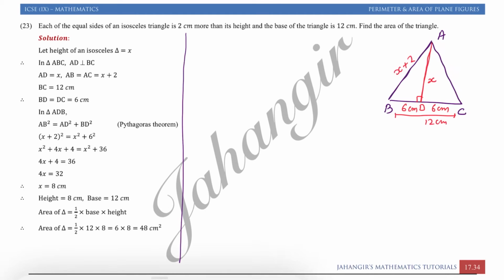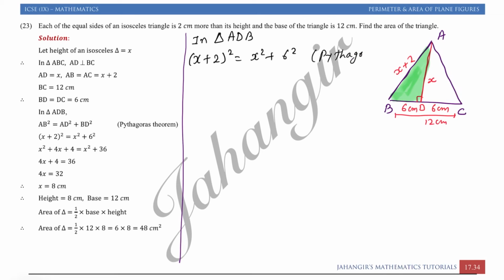So now we can use triangle ADB for Pythagoras. Everything has been represented on the diagram. Now we will take triangle ADB. So by Pythagoras I can say AB square, that is hypotenuse, x plus 2 whole square is equal to x square plus 6 square.